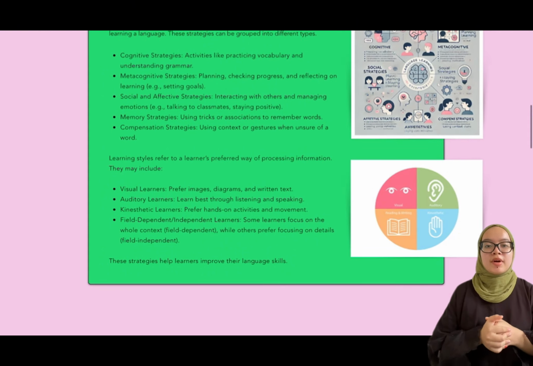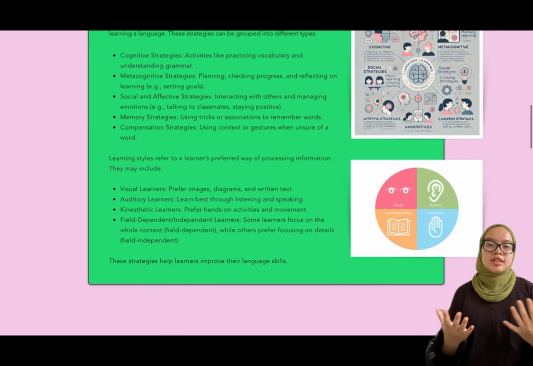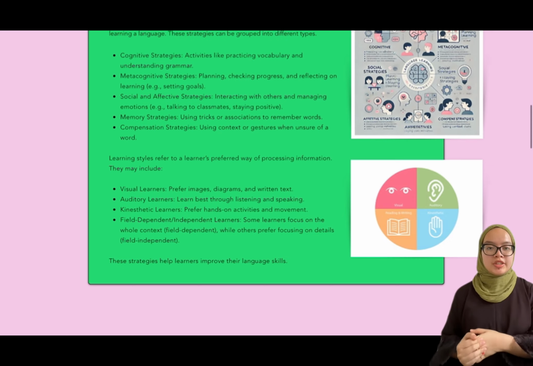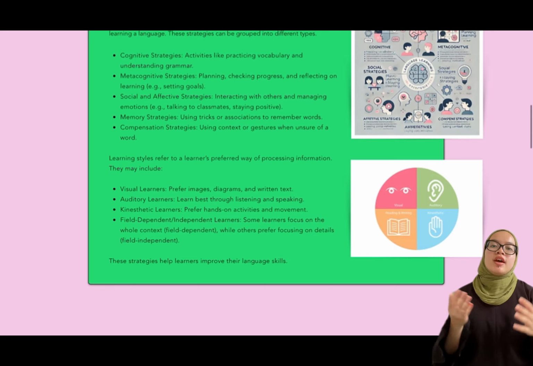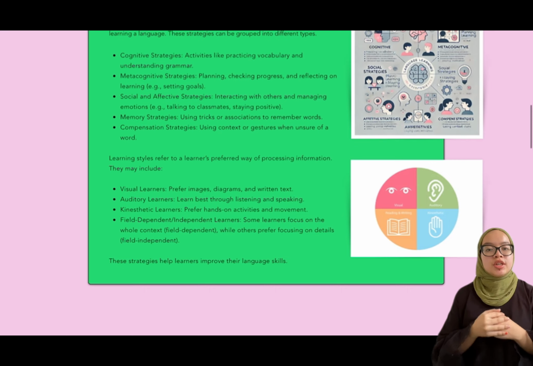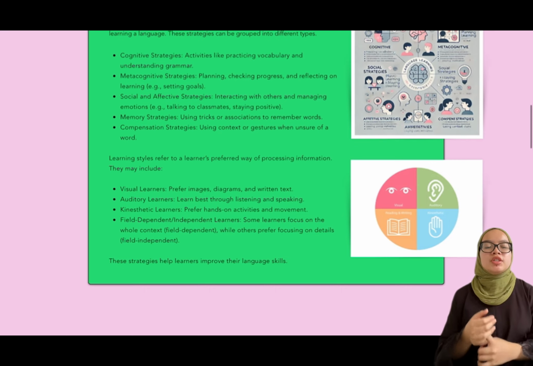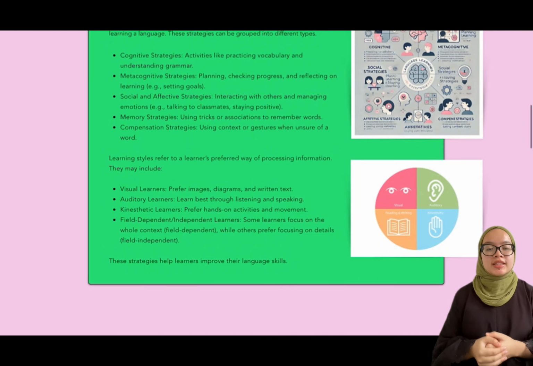Next, let's talk about learning style. Understanding a learner's preferred way of processing information, referred to as learning style, also plays a significant role in language acquisition. There are a few common learning styles that we should consider. First, visual learners. Visual learners prefer to see information presented in diagrams, images, or written text. They might benefit from watching videos or using visual aids in the classroom.